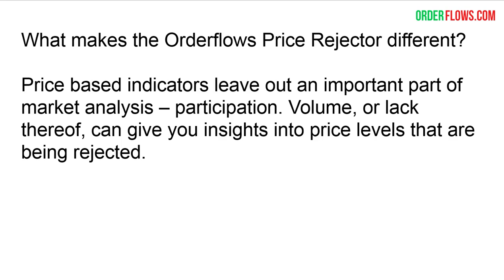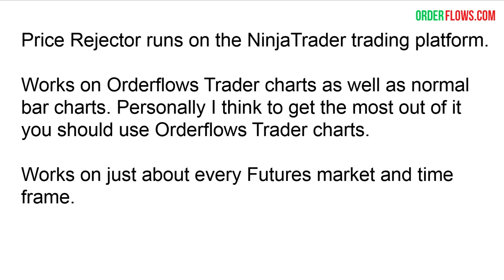So even though you can look at a normal bar chart, I think to get the most value out of the order flows price rejector, you should use an order flow chart with it. You could use mine. I think that works best, obviously. But say you already have an order flows chart, as long as it's on NinjaTrader, you could still add this indicator on there, and it'll work. So again, it works on the NinjaTrader trading platform, and it works on order flow footprint charts as well as normal bar charts. But again, I think to get the most out of it, you should use a footprint chart, and it works on just about every futures market and time frame.